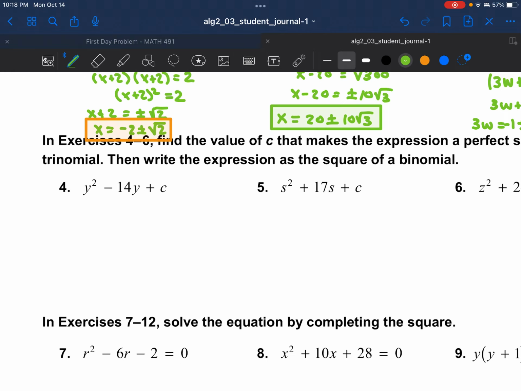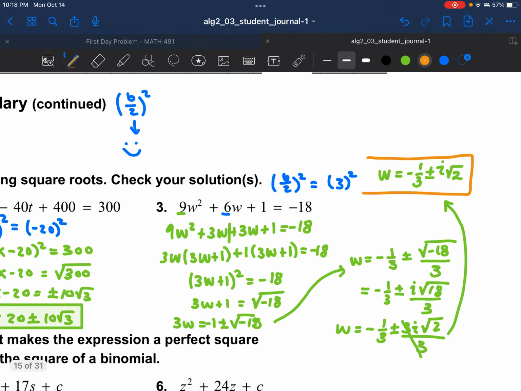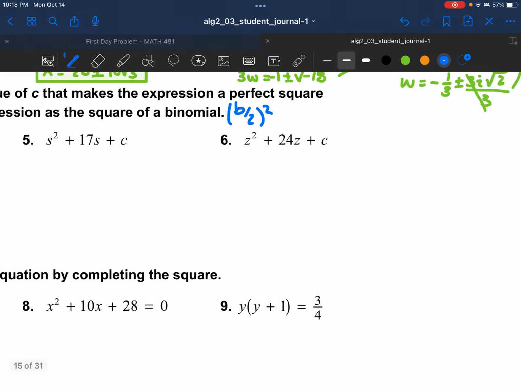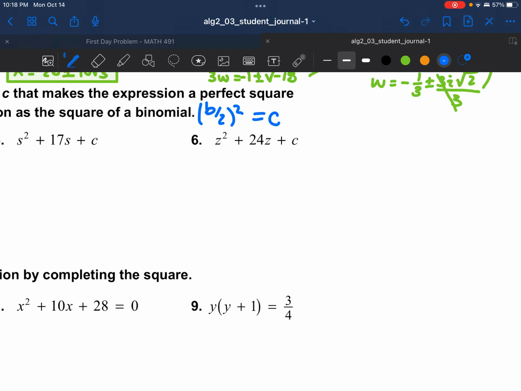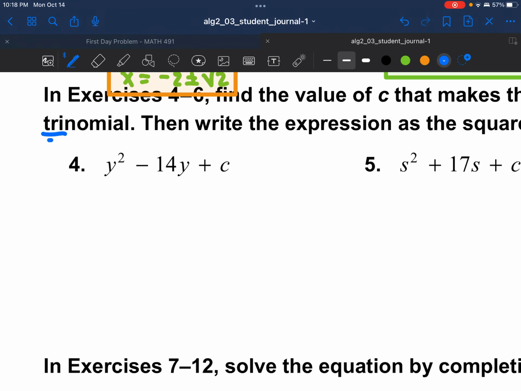All right, let's go ahead and take a look at this next part. Let me go ahead and box this one here. I didn't box the other one in the right color, but that's okay. This one wants us to use that (b/2)² to find c, because c is what we're adding to both sides, which is the same thing as (b/2)² to make it a perfect square trinomial. Remember, tri means 3, and then it's a polynomial, so there are 3 terms: terms 1, 2, and 3.